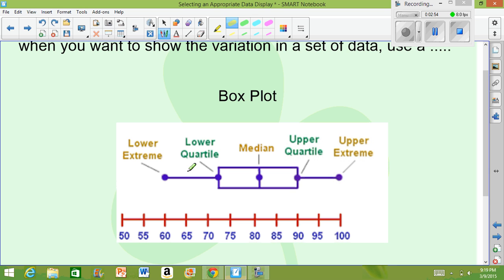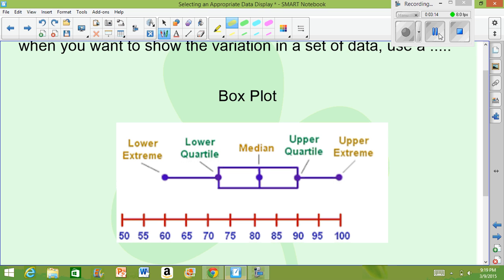So remember, it breaks the data into 4 quartiles. From lower extreme to lower quartile is Q1. Q2 is lower quartile to median. Median to upper quartile is Q3. And Q4 is upper quartile to upper extreme.